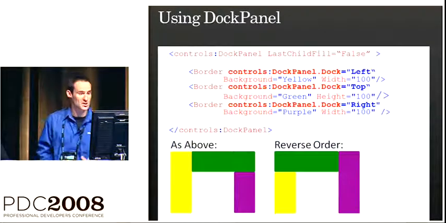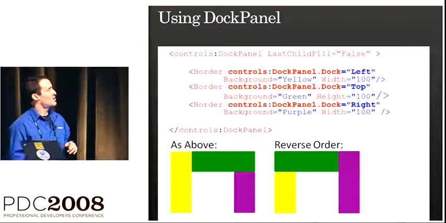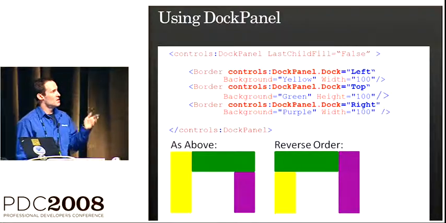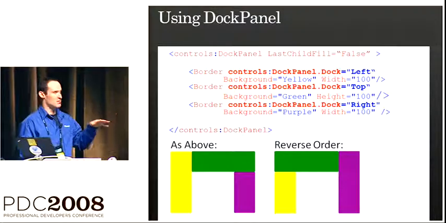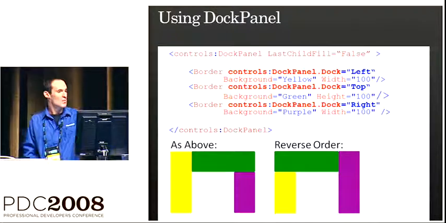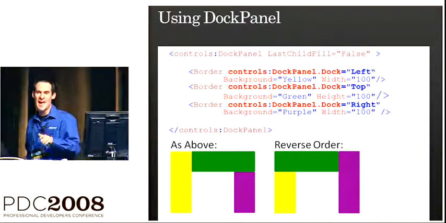And the code is very simple. So here's an example of some code that you would use if you were using dock panel in your application. It's a container dock panel. You add some children to it. In this case, we're just adding a couple border controls with some well-chosen colors to show the example here. And you see this bolded controls dock panel .dock equals left. That's what's called an attached property.